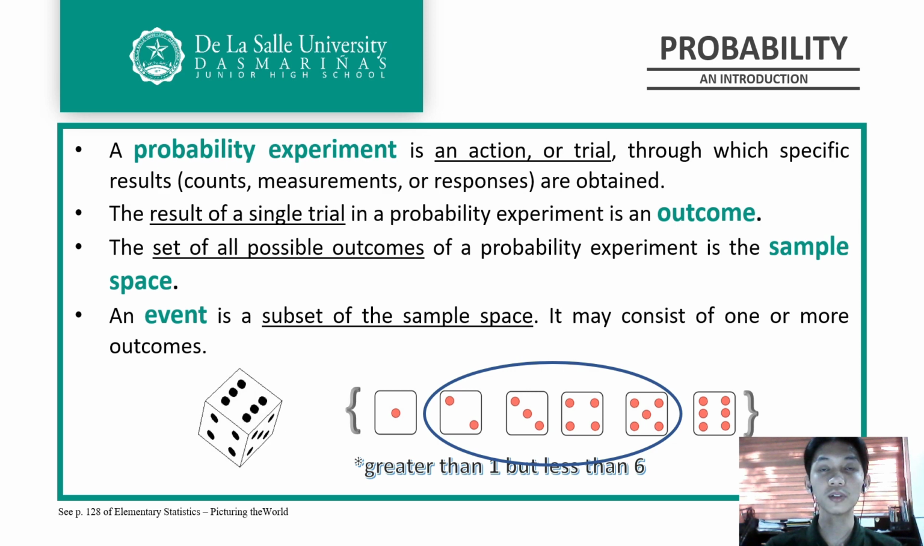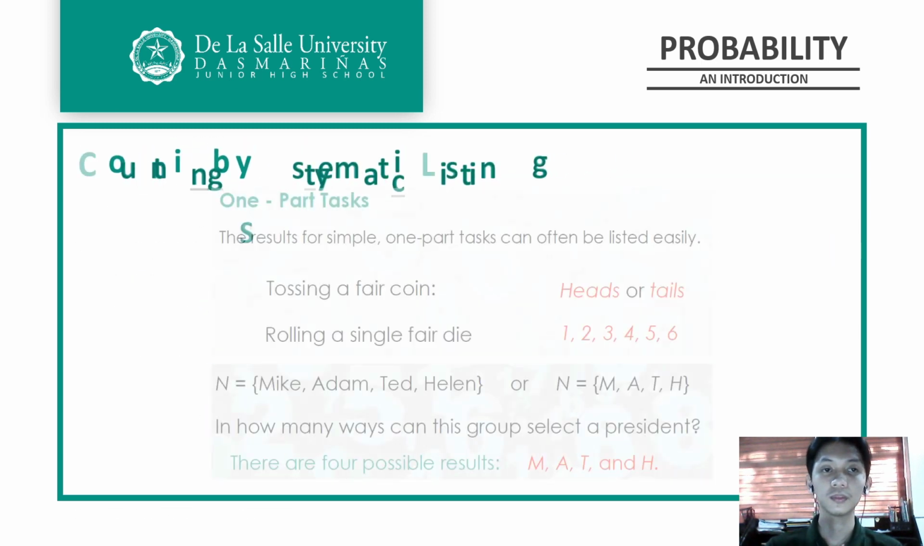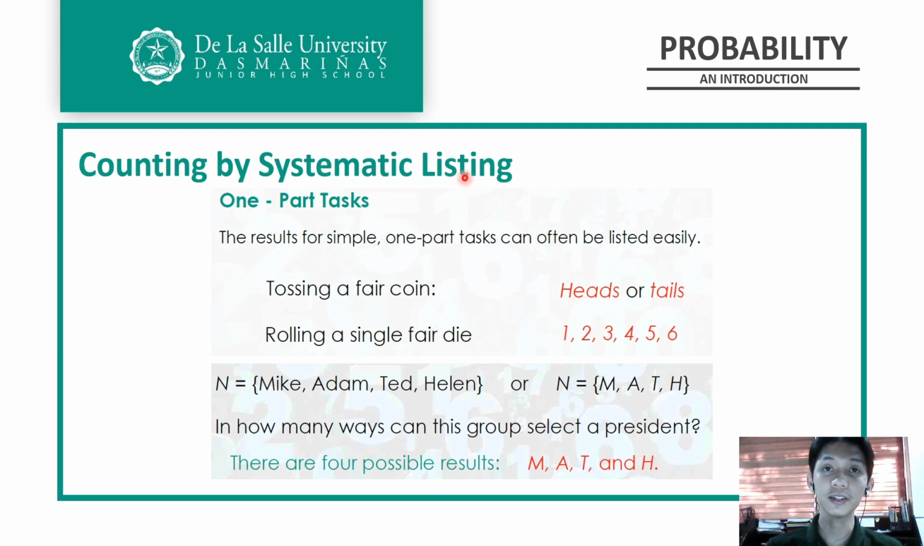Now, there are various ways for us to determine the total number of possible outcomes depending on a given problem or experiment. First one is counting by systematic listing. This is applicable only for one-part tasks. Basically, we're just going to list down and count the total number of possible outcomes or the options on a given problem. For example, tossing a fair coin. So we can only get heads or tails. There are only 2 possible outcomes. Rolling a single fair die, so there are only 6 possible outcomes.